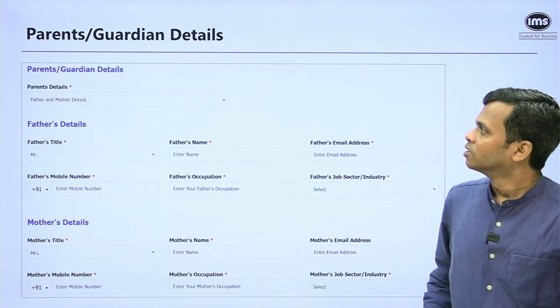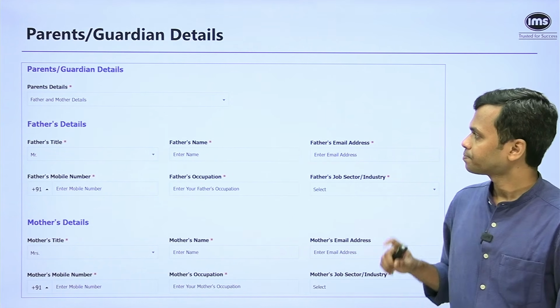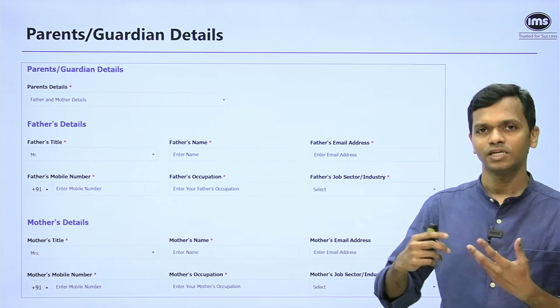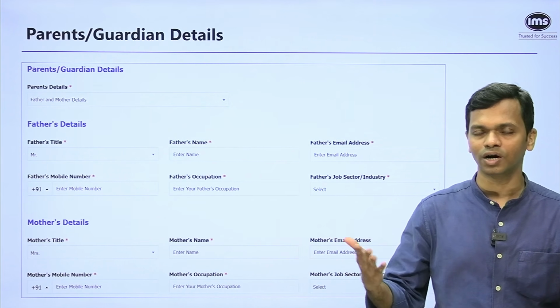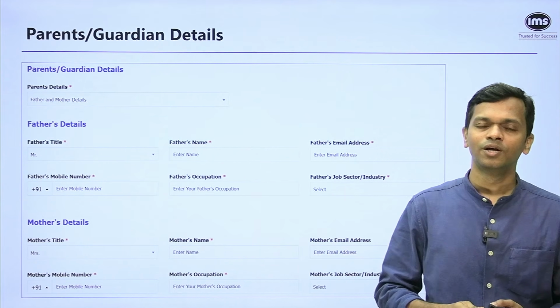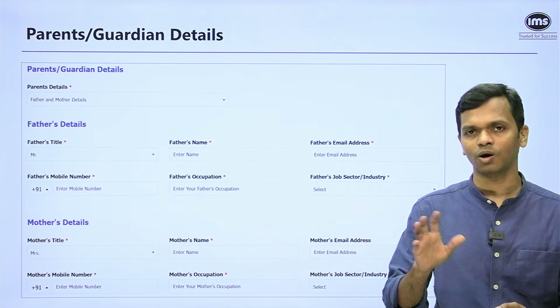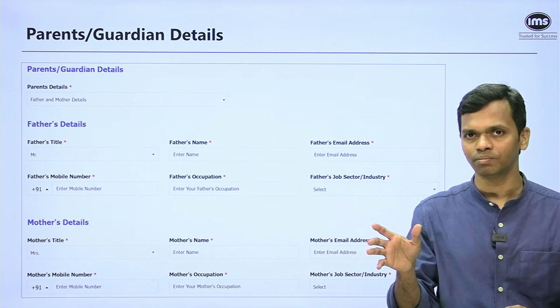Okay, so then we move to parents or guardian details. Now, a couple of things here. They also ask you for, in case, let's say you mentioned that your father, mother, or guardian, if they are working somewhere, they will also ask you to enter the income details. So you should know roughly how much your parents, where do they fall in the income category.